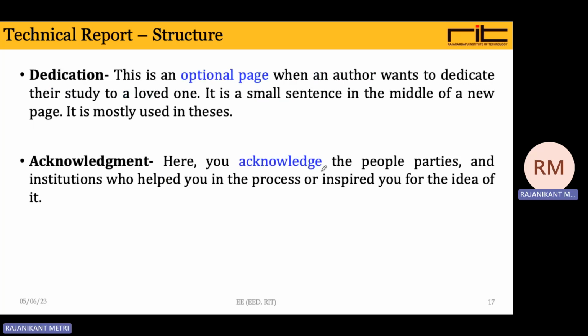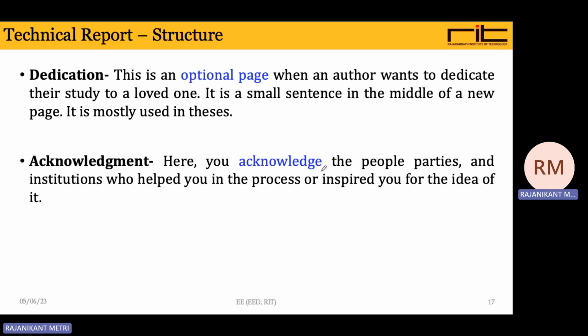Next is the dedication page. This is an optional page. An author may want to dedicate their study to loved ones, maybe their parents or family. It is a small sentence in the middle of a new page. Mostly this is used in theses or dissertations.